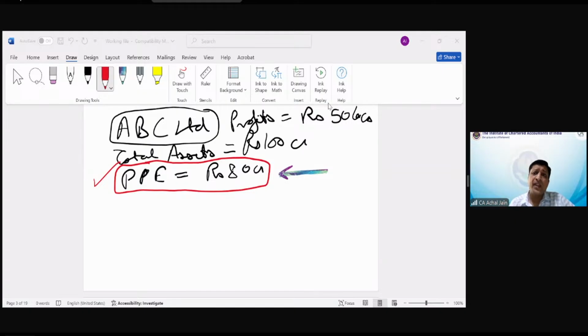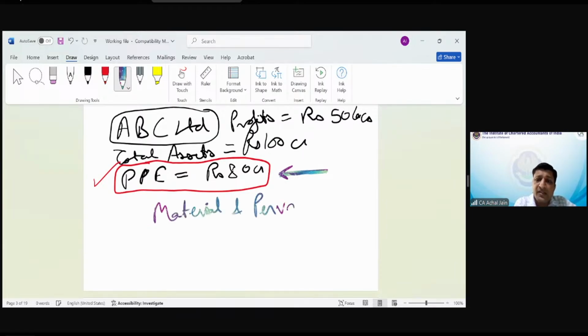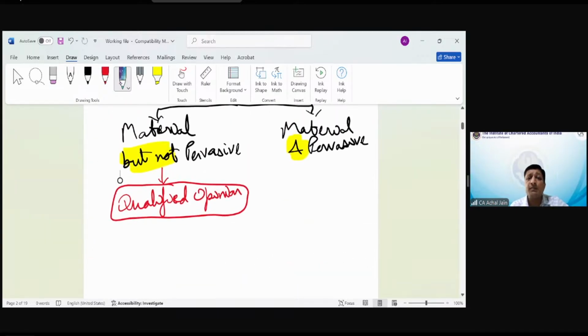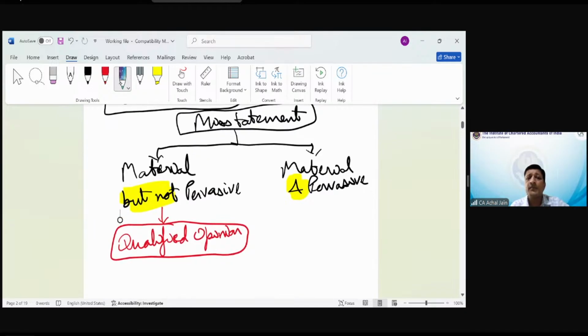So therefore, in this case, what will you call this misstatement? You'll call this material as well as pervasive. Okay, material and pervasive. Clear? Now, the moment we say that the misstatement is material and pervasive, then what will happen?